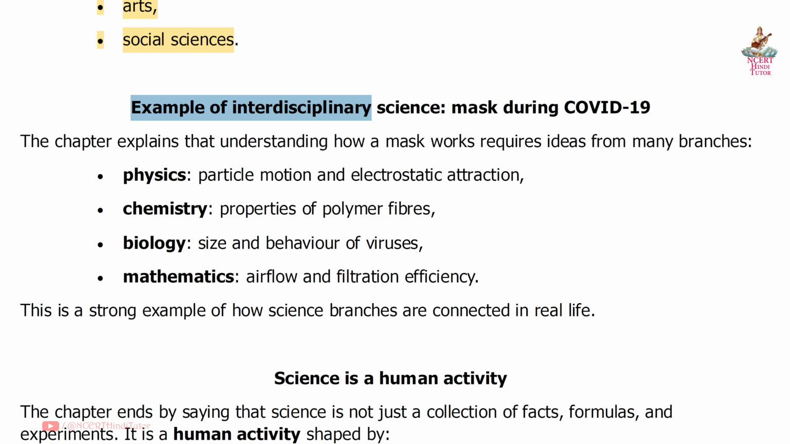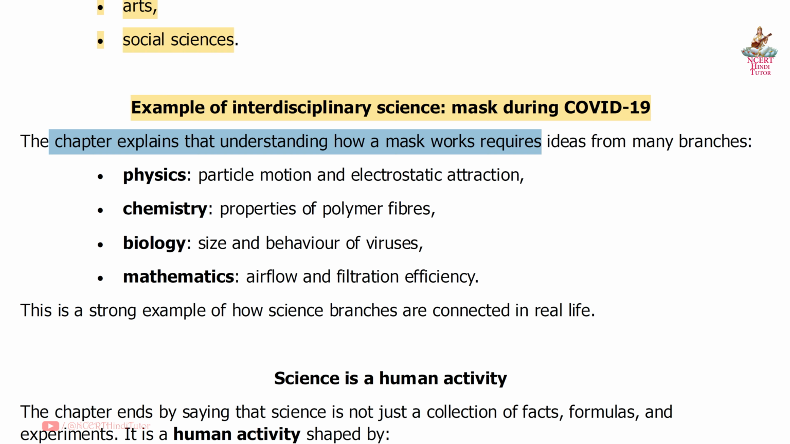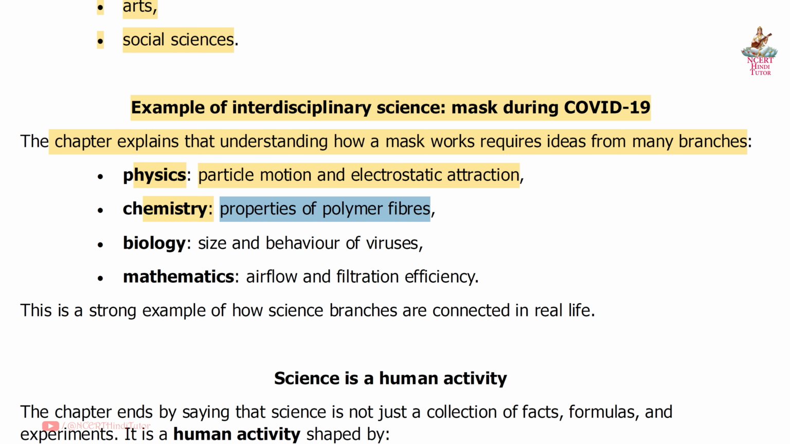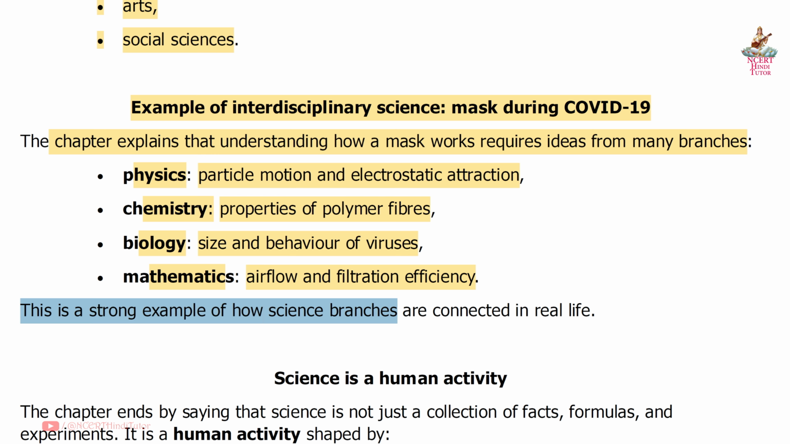Example of interdisciplinary science: mask during COVID-19. The chapter explains that understanding how a mask works requires ideas from many branches: physics, particle motion and electrostatic attraction; chemistry, properties of polymer fibers; biology, size and behavior of viruses; mathematics, airflow and filtration efficiency. This is a strong example of how science branches are connected in real life.